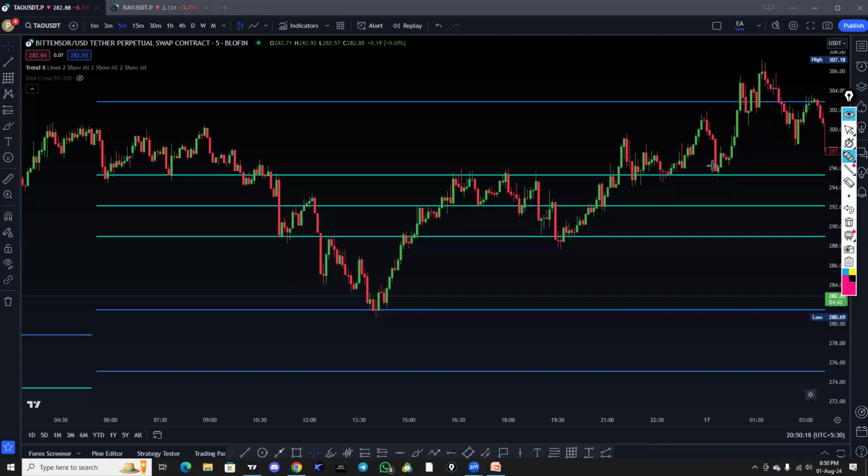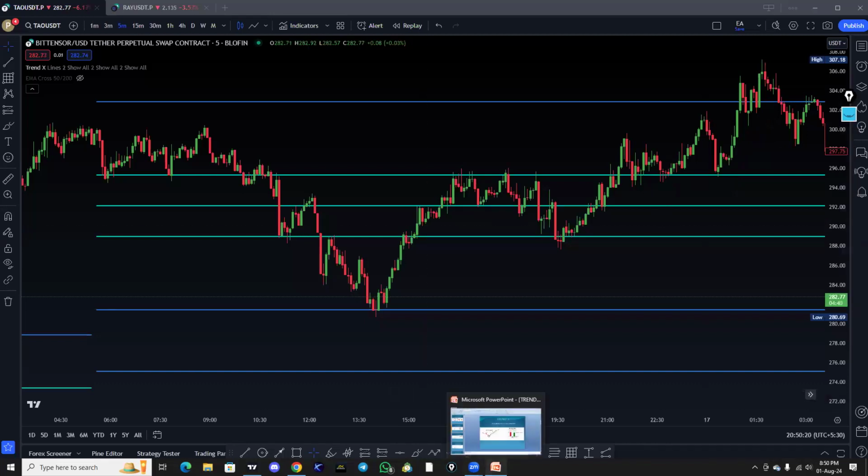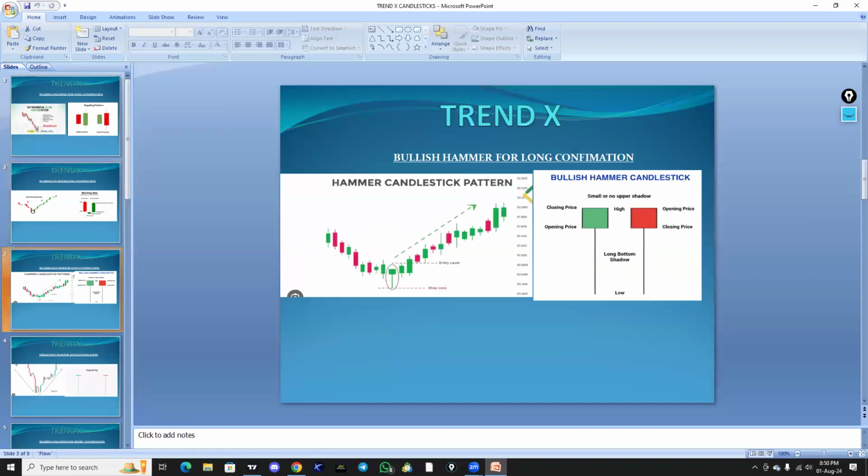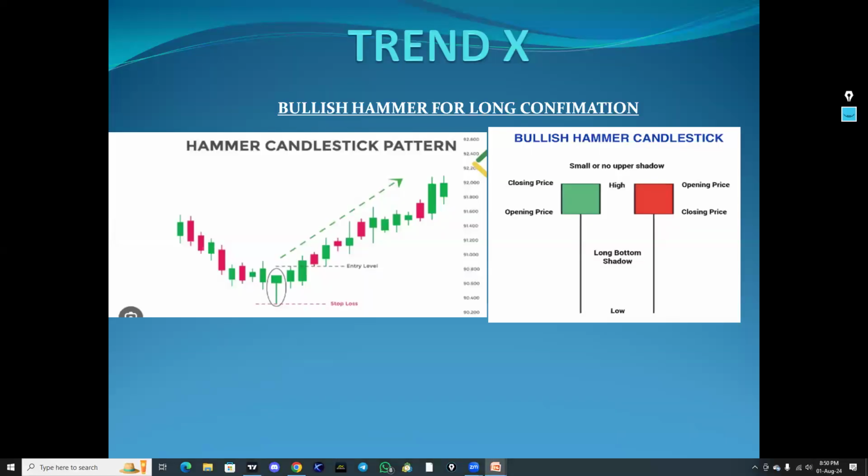So you'll learn now. Okay, this is a morning star. So the third candle is a bullish hammer. So guys, now see, when it comes to a bullish hammer, any color, green or red, doesn't matter. It should be near support, daily S1 or daily trend X. If we see this candle, we can take long positions.